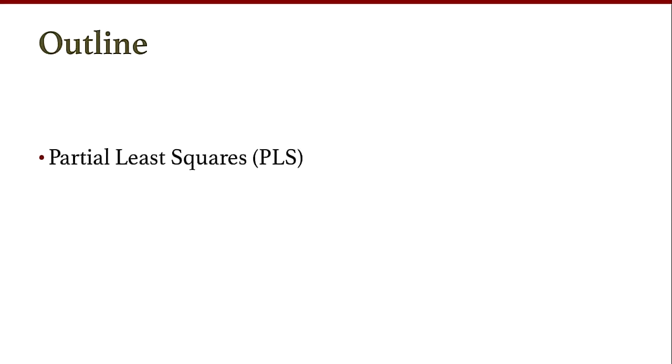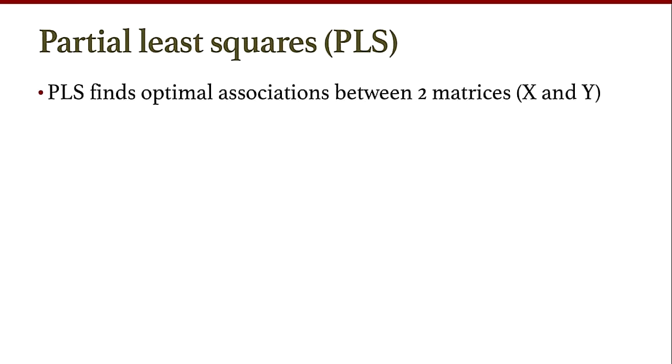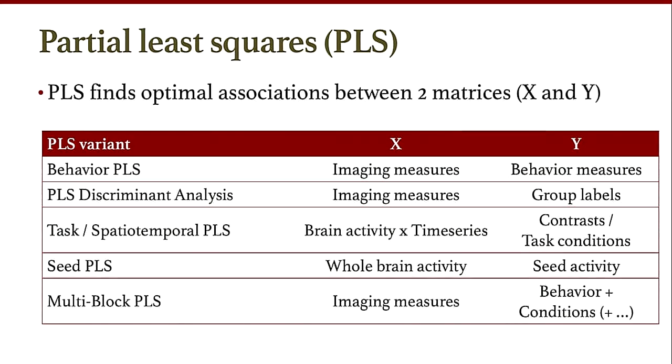So now I'm going to go into partial least squares. PLS, in just a sentence, finds optimal associations between two matrices X and Y. There are different variants of PLS in the literature, some of which I've put in this table. The main difference between these approaches is the kind of data that you want to put into your X and your Y matrix, whether it's imaging data or behavioral data or group labels or contrast, etc. But in this talk, I'm going to be talking about behavior PLS in depth. Behavior PLS tries to associate imaging measures with behavior measures.